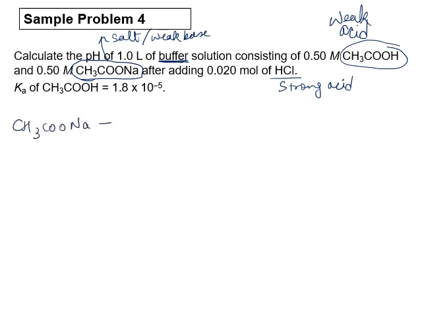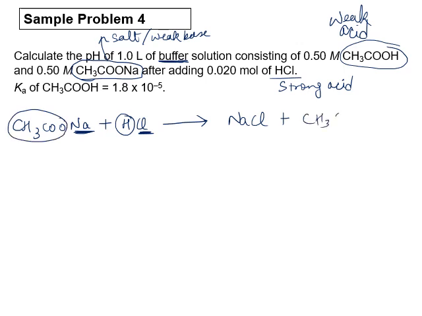CH3COONa is going to react with HCl and will give me products. How do I know what my products are? Remember, the cation of the first, Na plus, will react with the anion of the second. So Na and Cl will react to give me NaCl. Whatever's left will react with each other and will give me CH3COOH. So this is the reaction that is occurring.